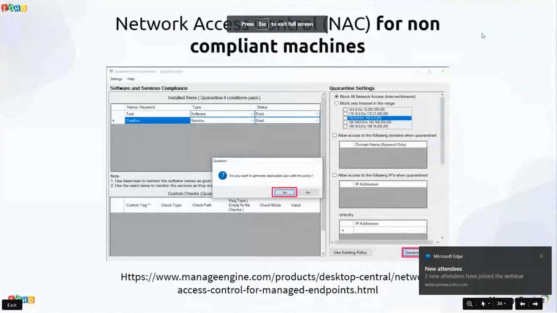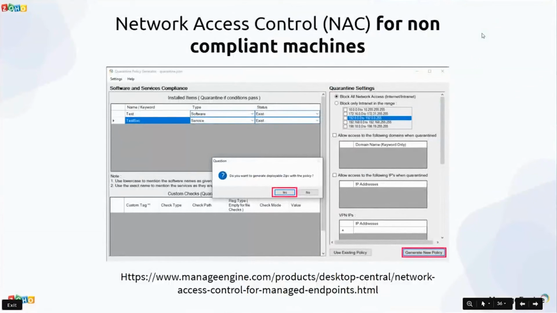Here is a screenshot of how the deployment zip looks. If you see here, there is a test on a software if it exists or not. And there is also a test on a service if it exists or not. So if both the software and service exist, we are going to block all the network access for that machine. And this will be created as a policy and we will be deploying it as a configuration.